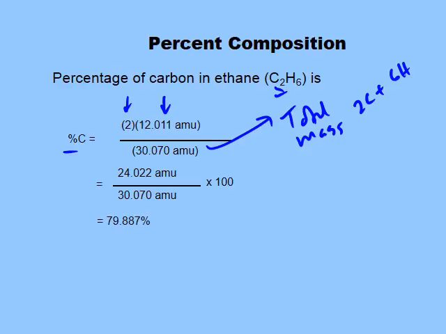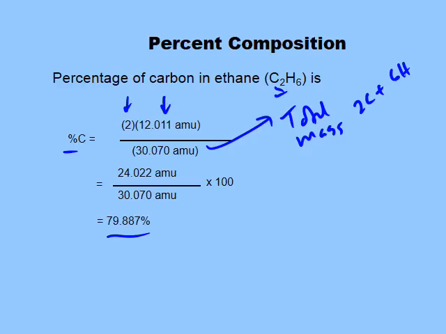So keep that in mind. That's how I got the top number as 24.022 and the bottom number as 30.070, times 100. And that gives me 79.887%. So that's the percent carbon in C2H6.